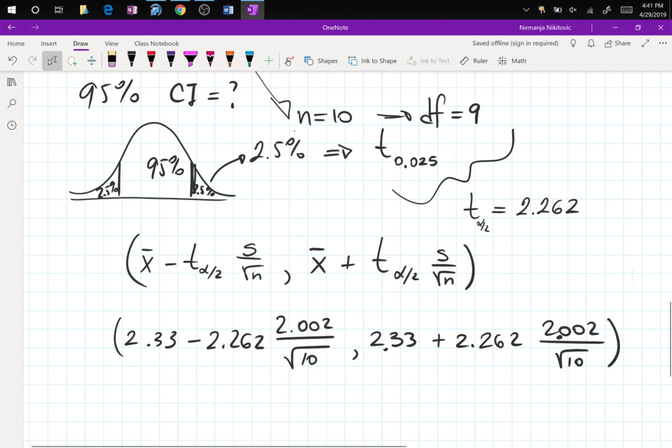I usually write answer and then I write it, right? I am 95% confident that the population mean mu is or lies between 0.898 and 3.762 hours.